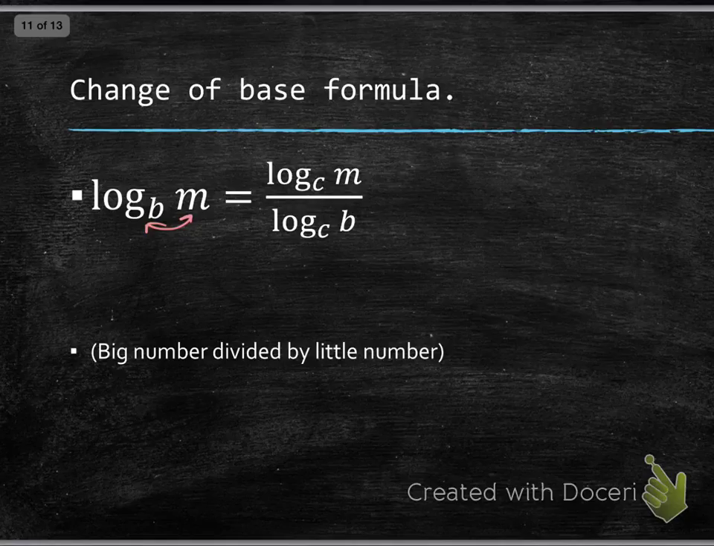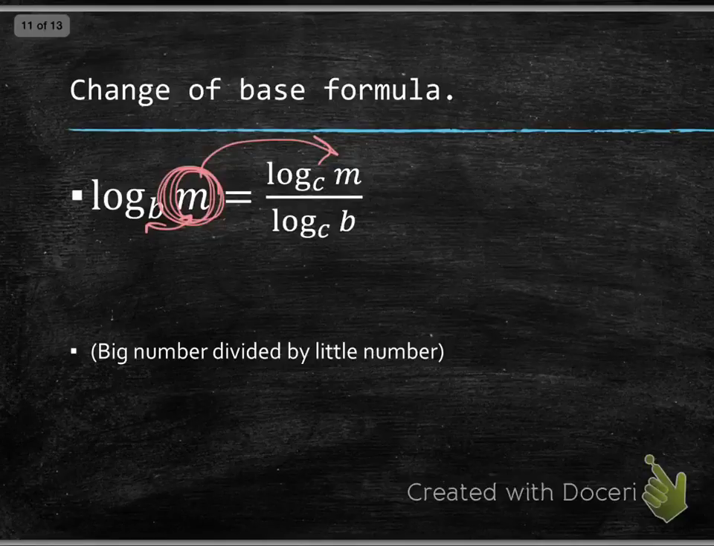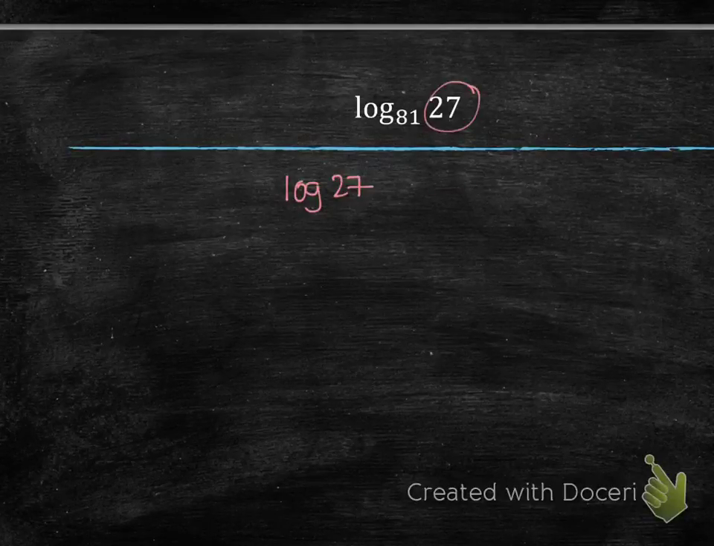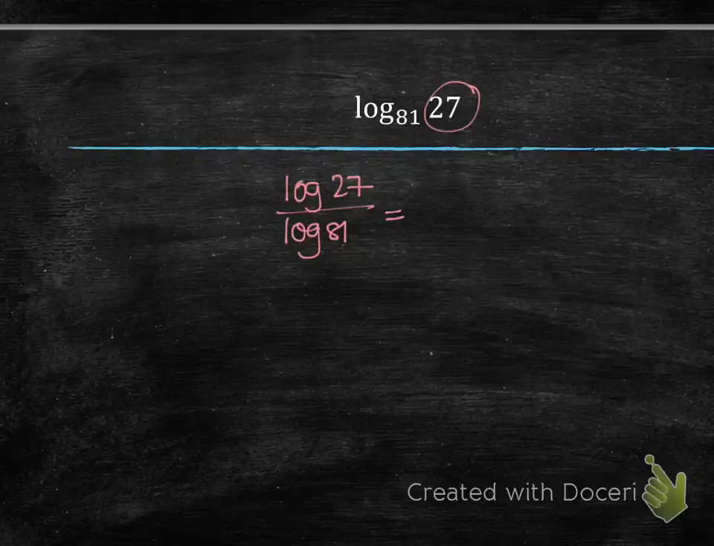So when you do it, when I say big number on top, I mean just big M here goes on top, not literally the bigger number of 81 or 45. Okay, the M goes on top, the B goes on bottom here. The C's represent base 10 so that we can type it into our calculator. So when I do this, my big one goes on top, so I got log base 10 of 27 over log base 10 of 81. If you type this into your calculator, you should get 0.75.